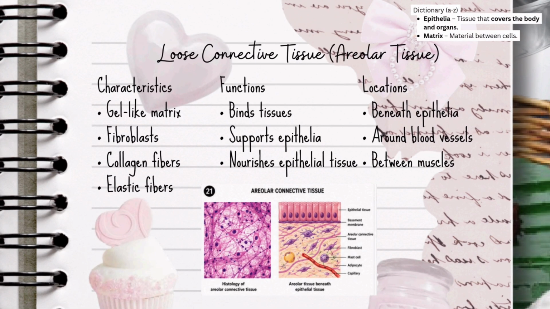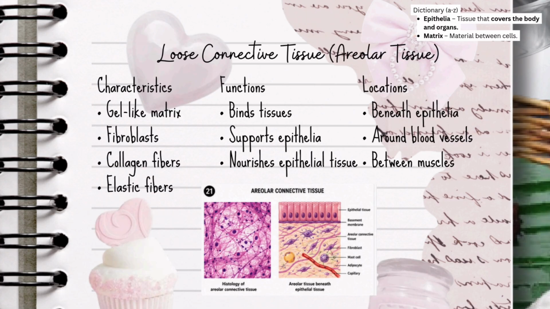The first type of connective tissue proper is areolar connective tissue, sometimes called loose connective tissue. Its soft and gel-like matrix contains both collagen and elastic fibers, giving it a balance of strength and flexibility. You'll find areolar tissue beneath most epithelial tissues, around blood vessels, and between muscles. It also plays an important role in supporting epithelial tissue.